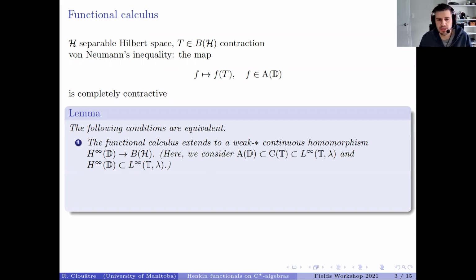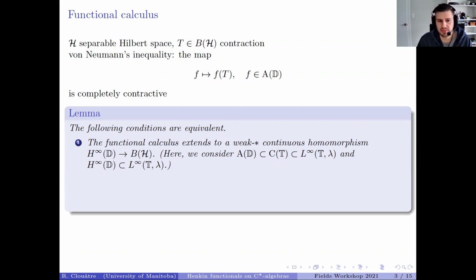Here's the setup. We have the disk algebra. I view this as sitting inside continuous functions on the unit circle by looking at boundary values, or just restriction to the circle. In turn, I view continuous functions on the circle as sitting inside L infinity of the circle with respect to arc length measure. I also view H infinity as sitting inside this L infinity via boundary values. Now H infinity inside of L infinity is a weak star closed subalgebra, so it inherits the weak star topology of L infinity. This is what I'm referring to when I say weak star continuous.